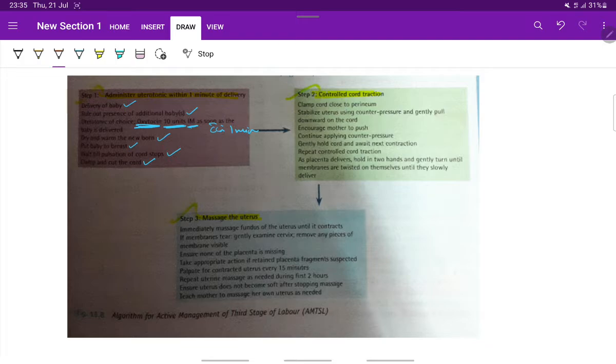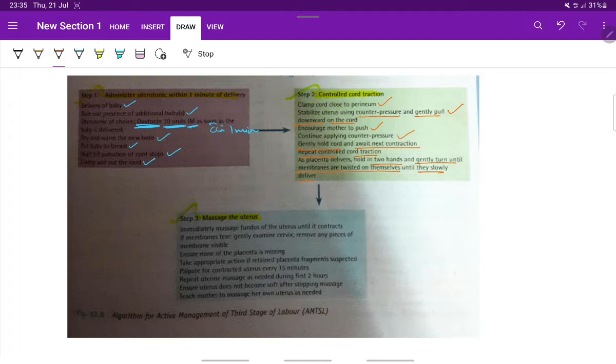Coming to the second step, which is controlled contraction. We clamp the cord close to the perineum, stabilize the uterus using counter pressure and gently pull downwards on the cord, and then we encourage the mother to push. Continue applying counter pressure, gently hold the cord and wait for next contraction. Repeated controlled contraction is performed, and as the placenta delivers, you should hold it in two hands and gently turn until the membranes are twisted on themselves until they slowly deliver. This is the second step.